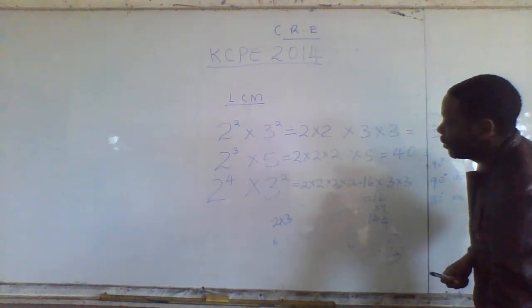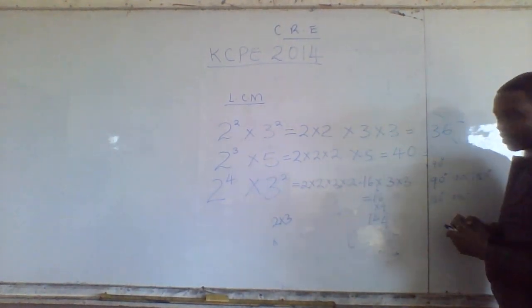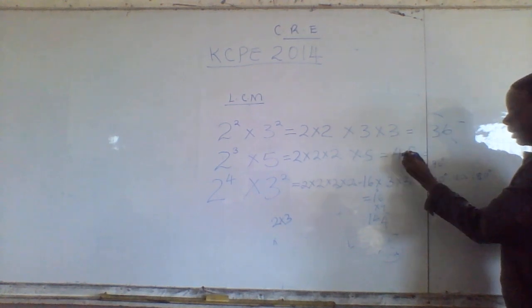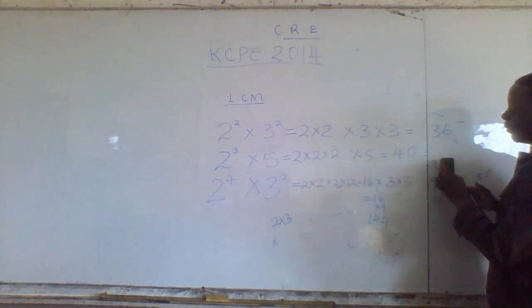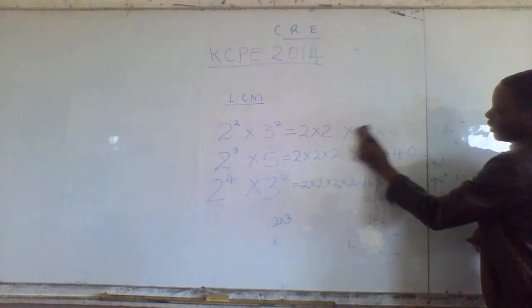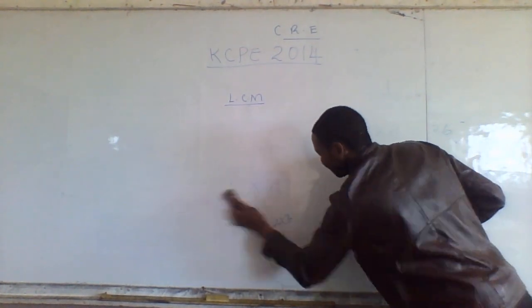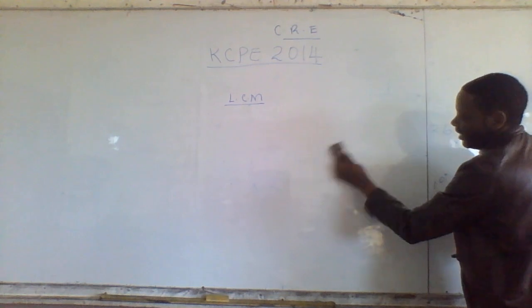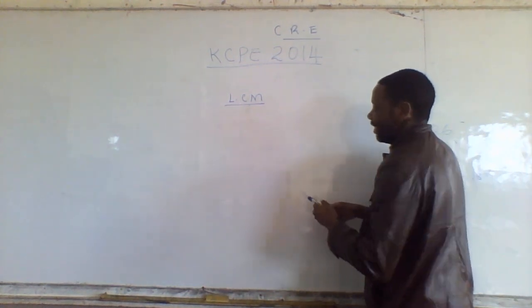Sometimes you need to calculate carefully. So we get 36, 40, 144. Master that. 36, 40, 144. Can you sing that? 36, 40, 144.